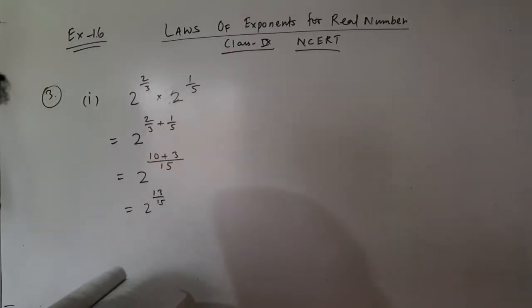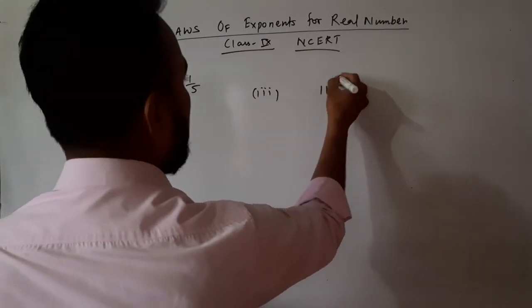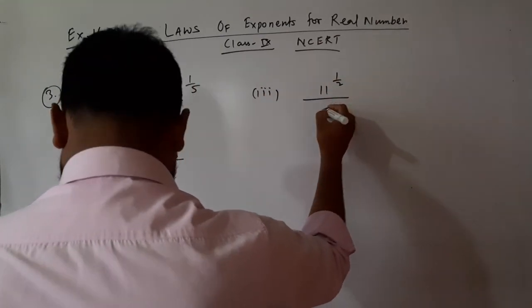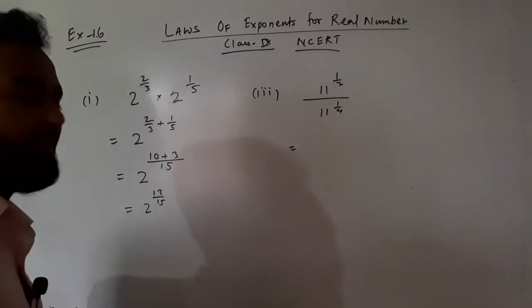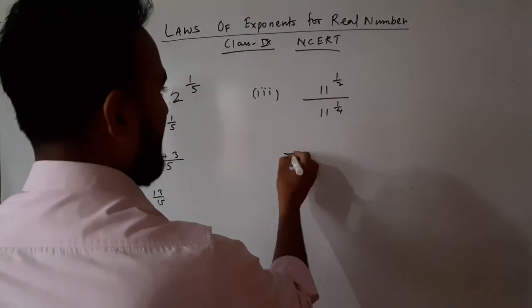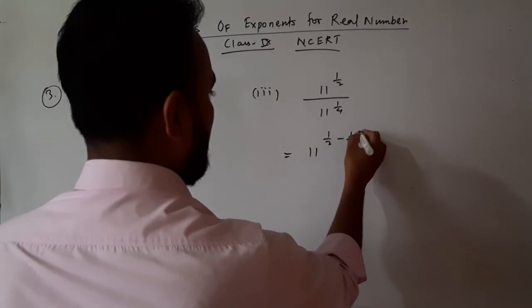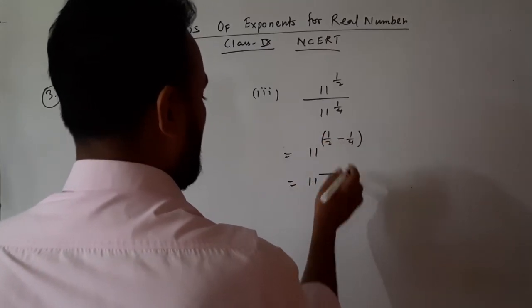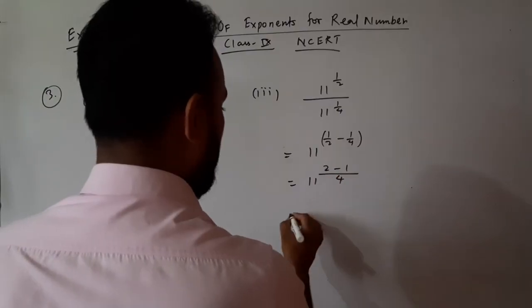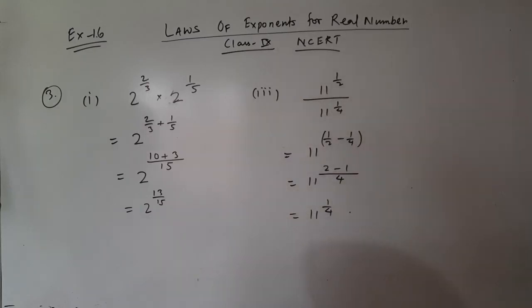Now I am going to solve the next question. You are given 11 to the power 1 by 2 divided by 11 to the power 1 by 4. Here the bases are the same but the relation between them is division, so the powers will be subtracted. So 11 to the power 1 by 2 minus 1 by 4. 2 twos are 4, 2 minus 1, so 11 to the power 1 by 4. This is the relation, so this is how you can solve the question.